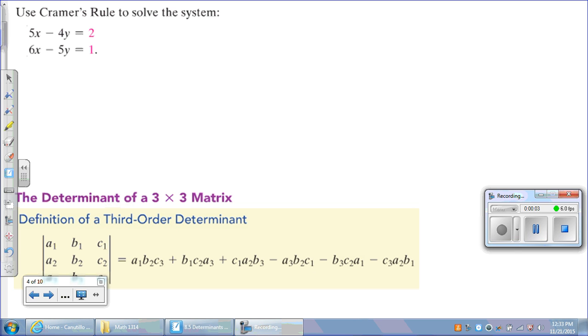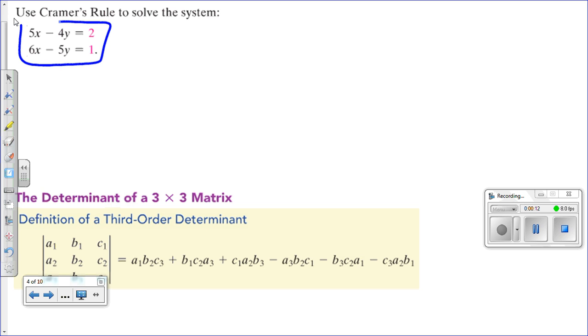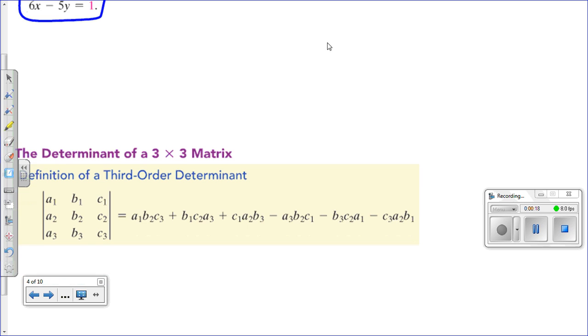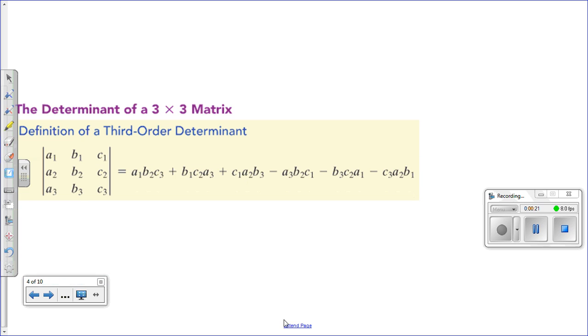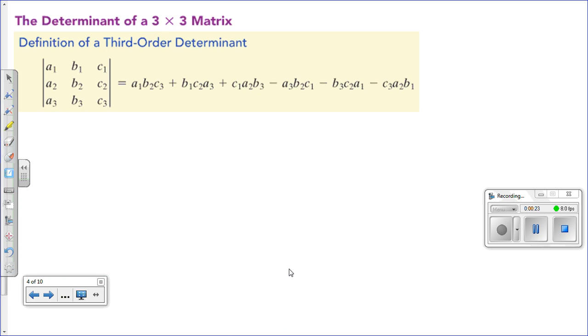This video will cover section 8.5, part 2. And last time, on the part 1 video, we left on this problem. We actually solved the whole problem. And now what we're going to do is move on to the determinant of a 3 by 3 matrix. So before we get into the formula, we're going to derive it.